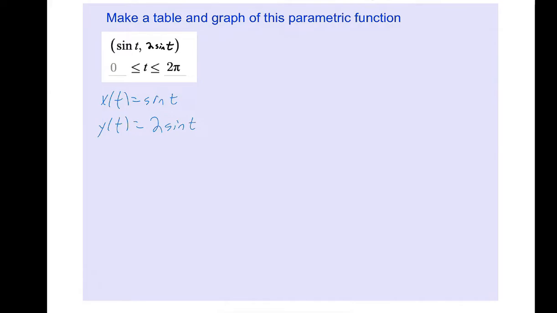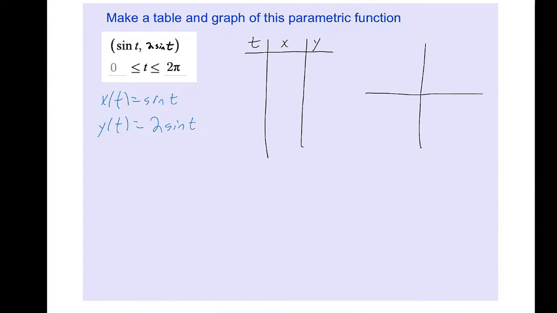So what we will do to figure out what a graph of this might look like is take a look at a table of values where, for a bunch of different t values, we will figure out both the x and the y at that moment in time, and then we will graph it. So let's run through some values for t. Starting at t equals 0, well, the sine of 0 is 0, and 2 times the sine of 0 is also 0. So we know we're there.